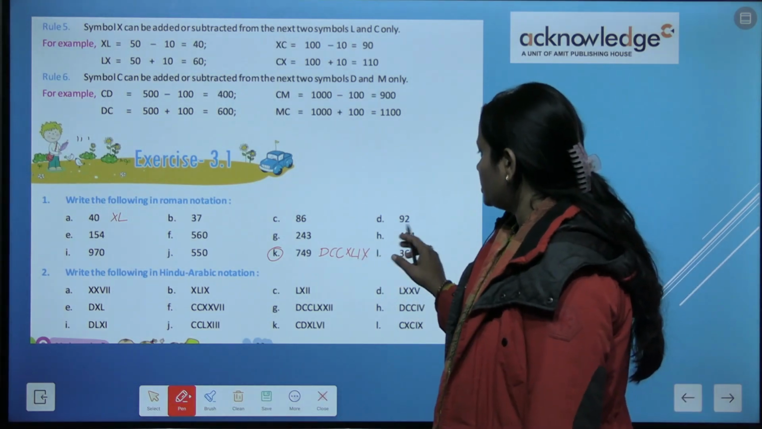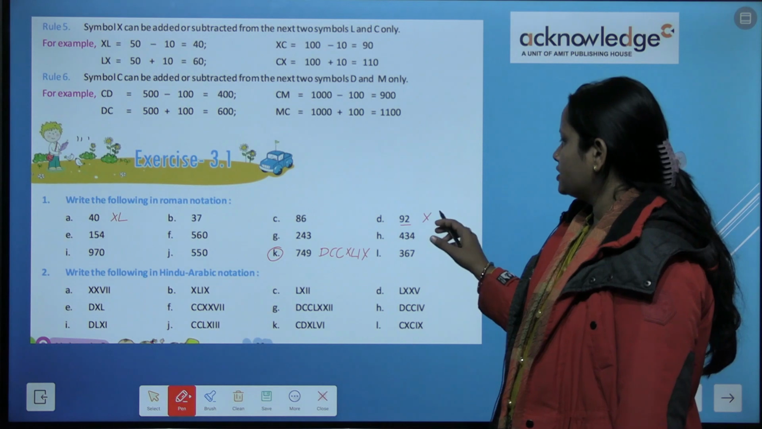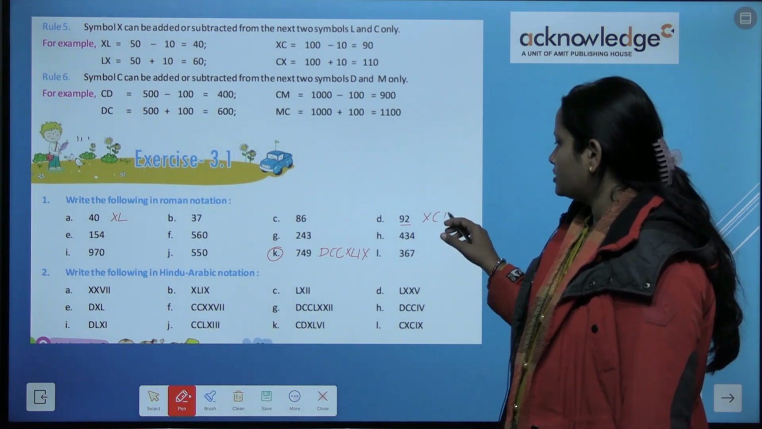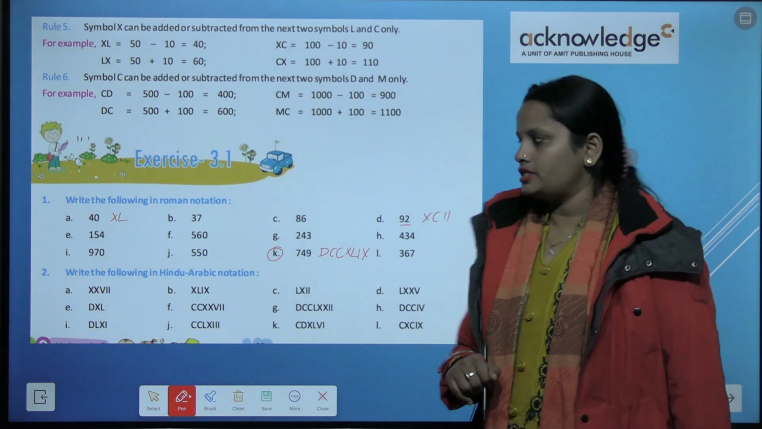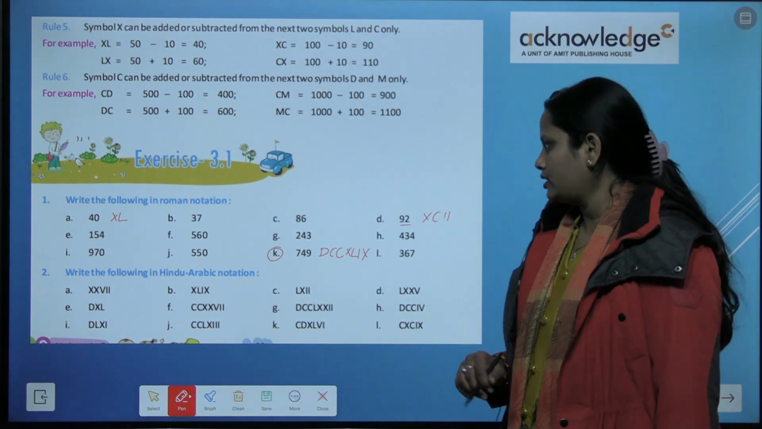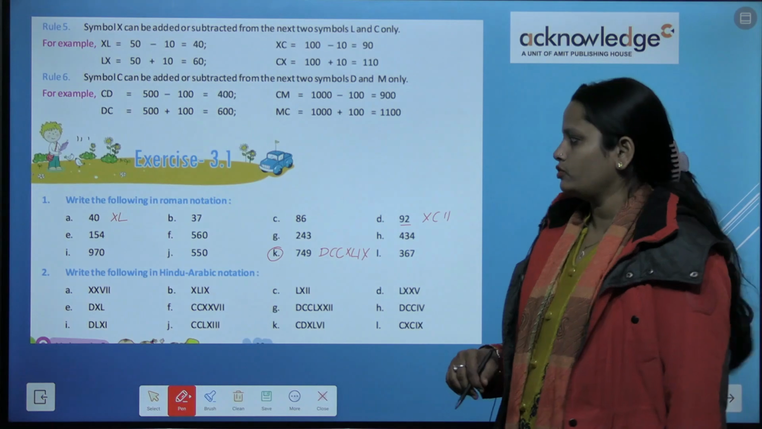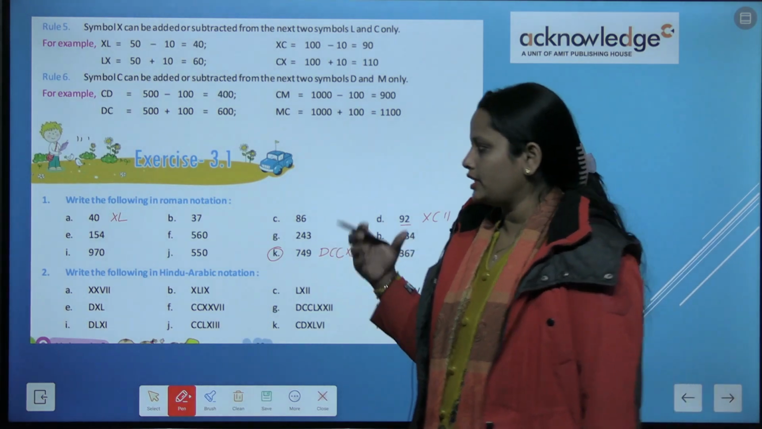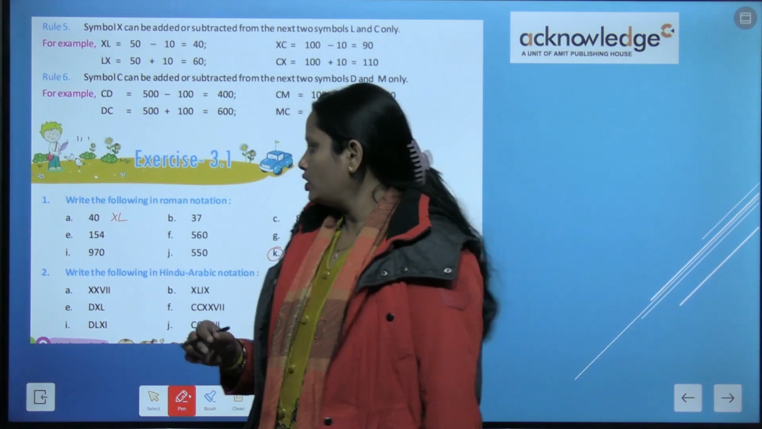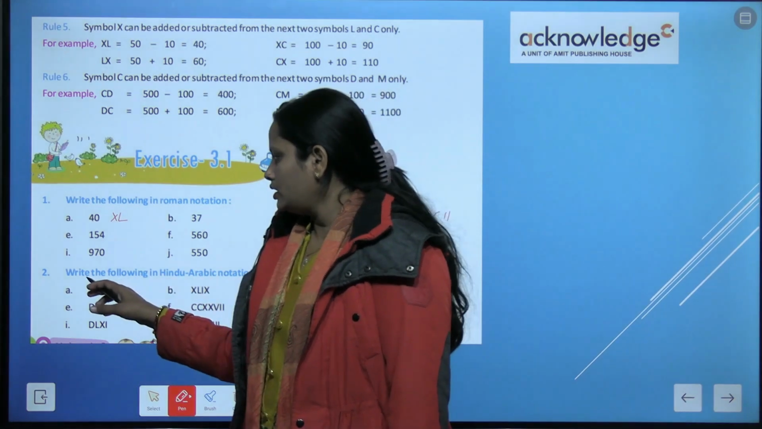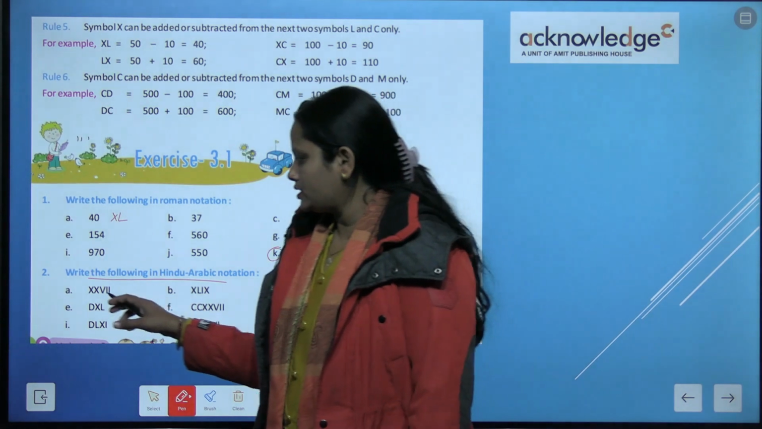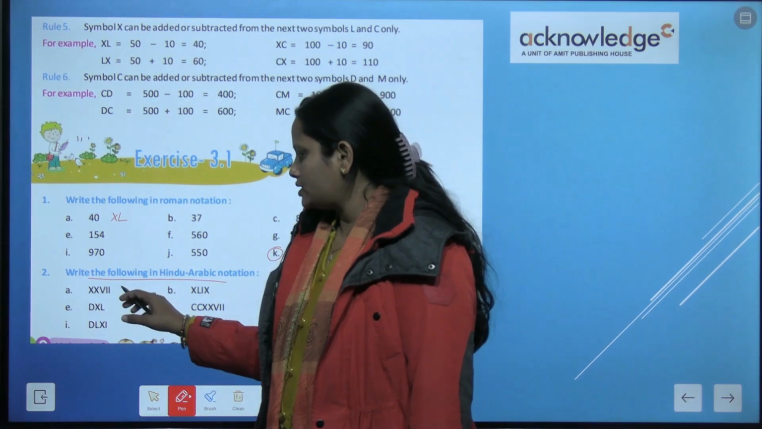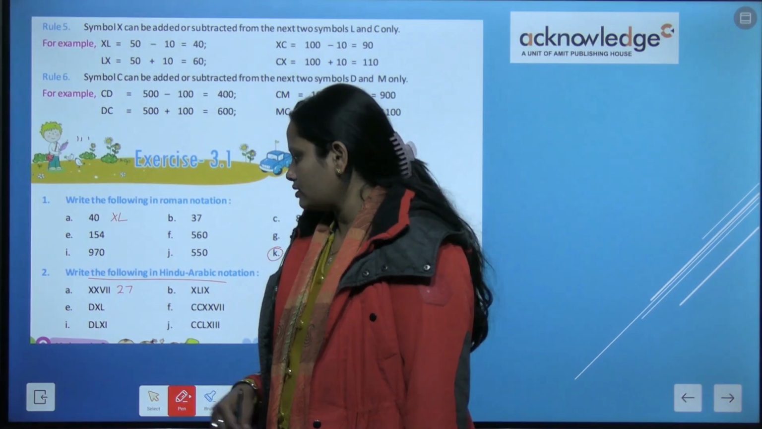Next, let's do this 92. So 90 is written as XC and we have to add 2. So it is XCII. So these are a few. Similarly, you have to find out the rest of the Roman notations. Now write the following in Hindu-Arabic notation. So here it is 20 and 7, 27.